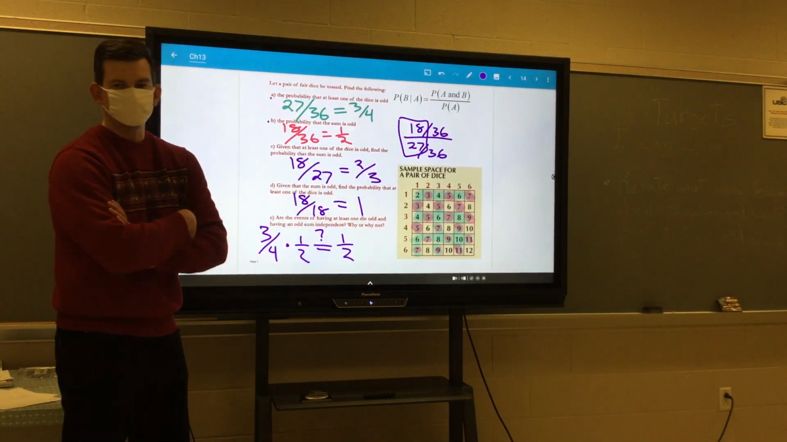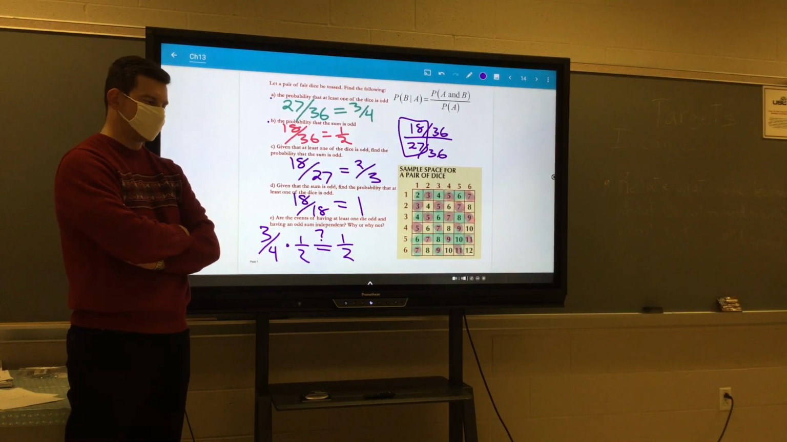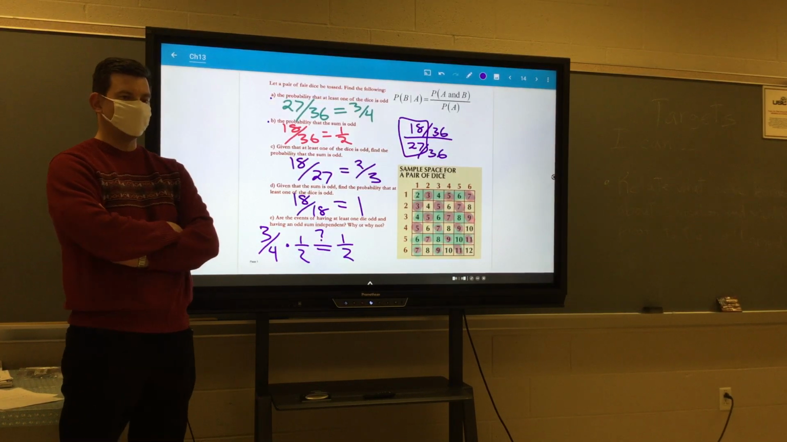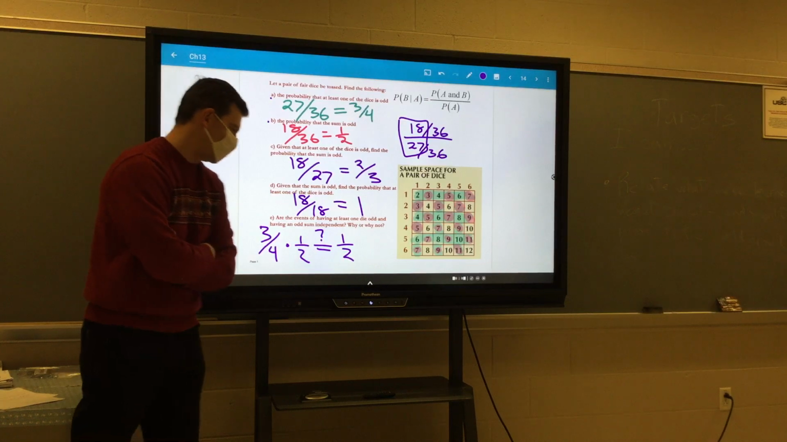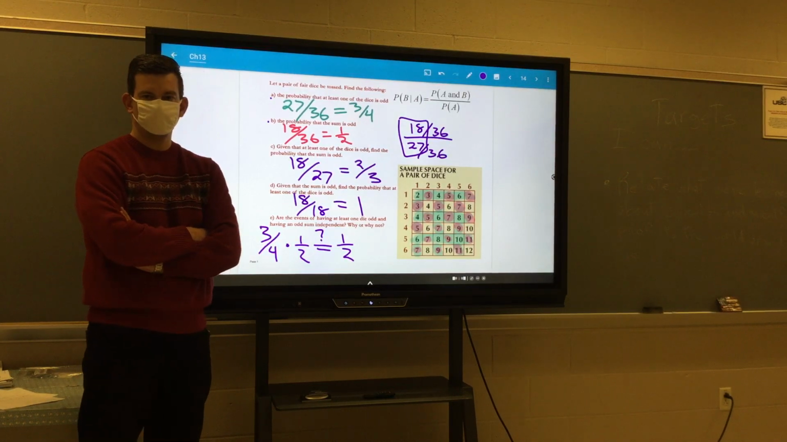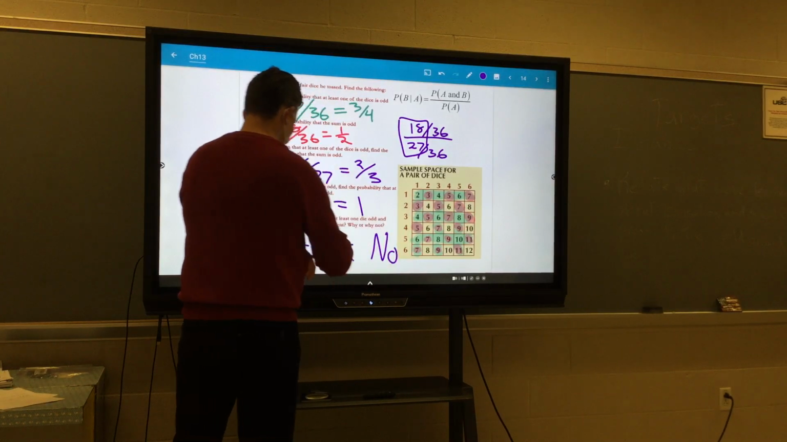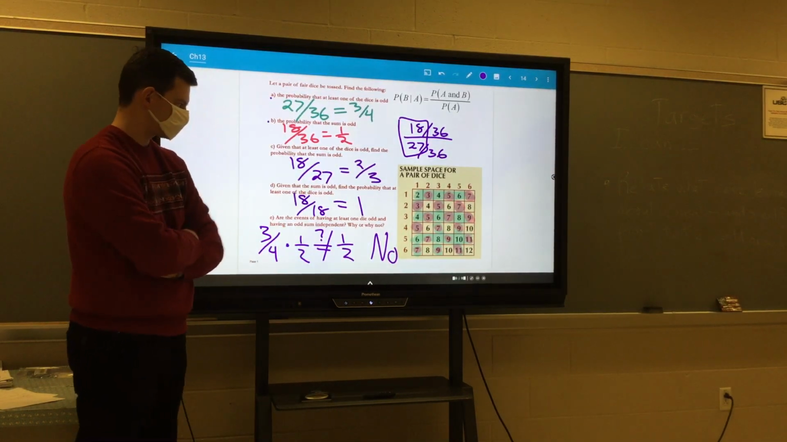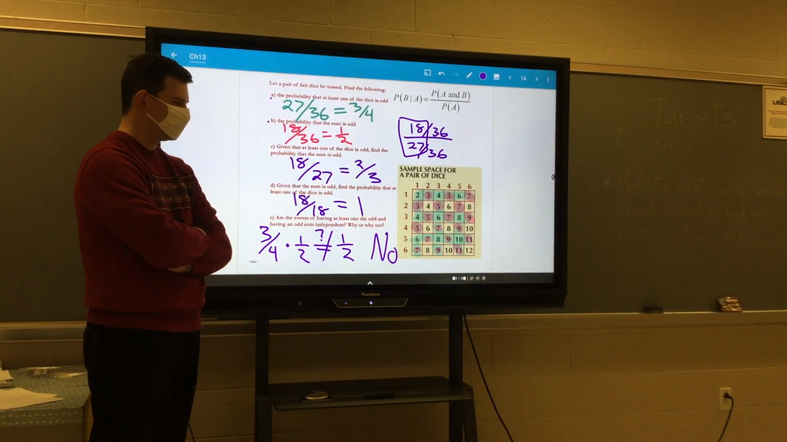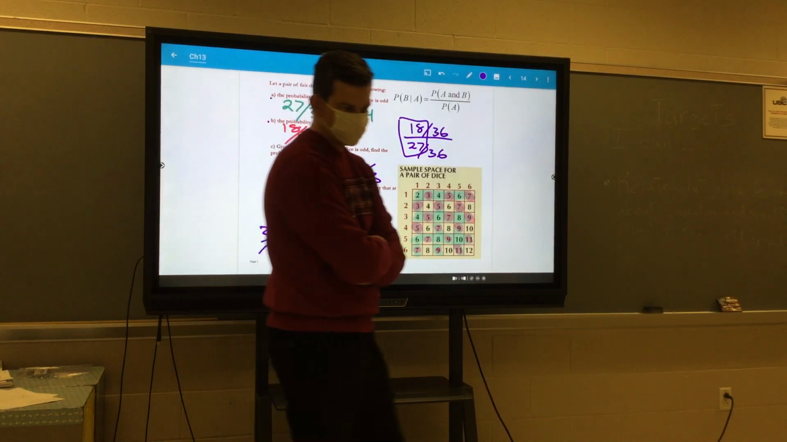Just think about this logically, using your mathematical algebraic identities. Is there any way that 3/4 times 1/2 could equal 1/2? No. Are these independent? No. Questions?